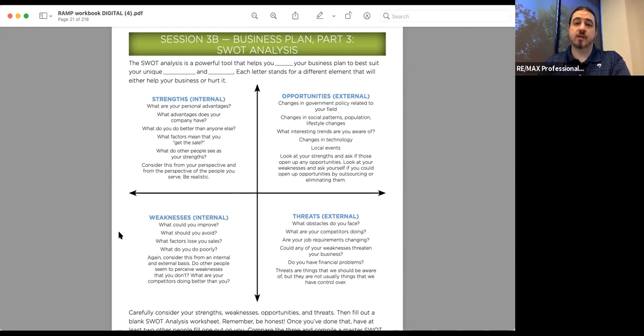What factors lose you sales? What causes business to go elsewhere? Again, that definitely crosses over into the threats column here from external stuff, but internally as well. An example of that might be that you need to improve, let's say, your ability to identify the personality type at the other side of the table, right?